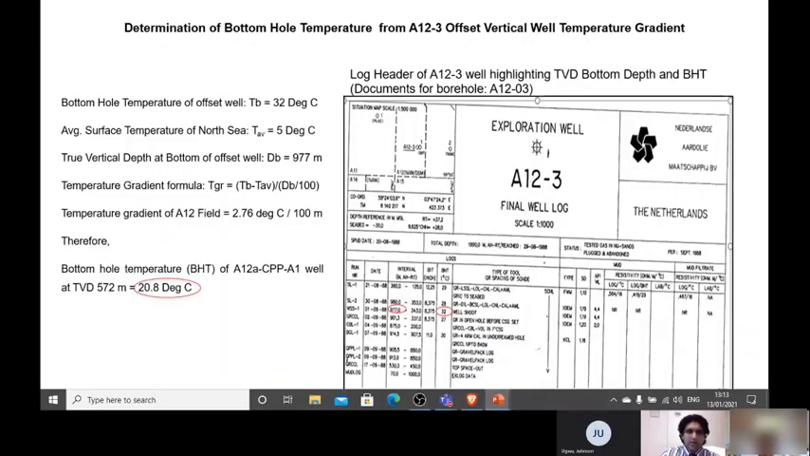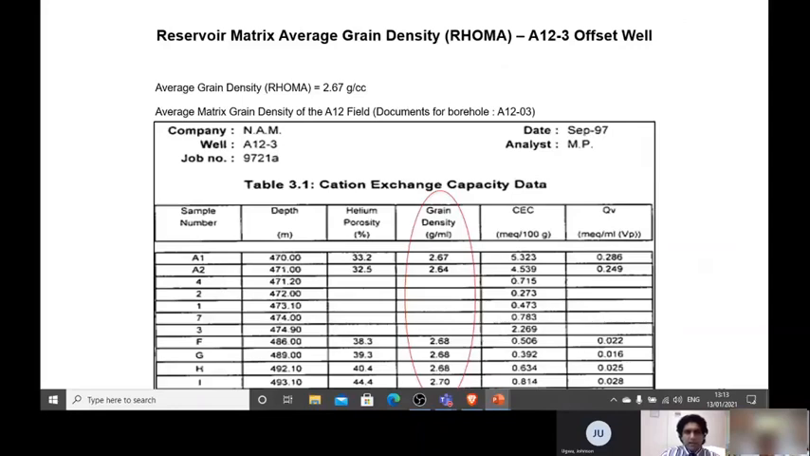The bottom hole temperature is calculated as 20.8 degrees centigrade from offset wells temperature gradient of 2.76 degrees centigrade per 100 meter. The average grain density of matrix is 2.67 gram per cc, determined by averaging grain density data of offset well.